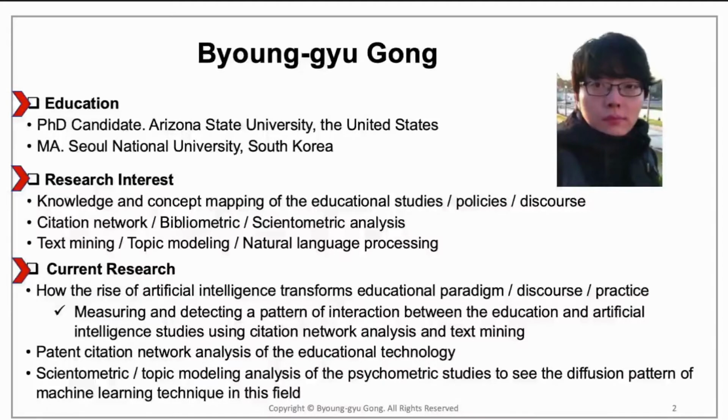My current research focuses on mapping the studies of artificial intelligence and education studies to see the interaction between the two fields with growing popularity of AI technology. By measuring and detecting a pattern of interaction between the two fields, I try to envision the future of education study under the influence of the AI technology. I'm also looking at patent data to map out the trend of education technology, and also looking at psychometric studies in education testing with a similar motivation. So, overall, my research agenda is pretty much defined by the network analysis method.